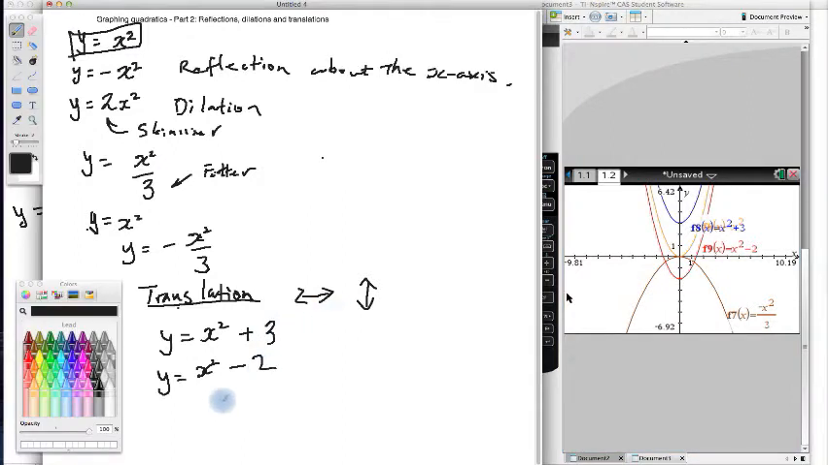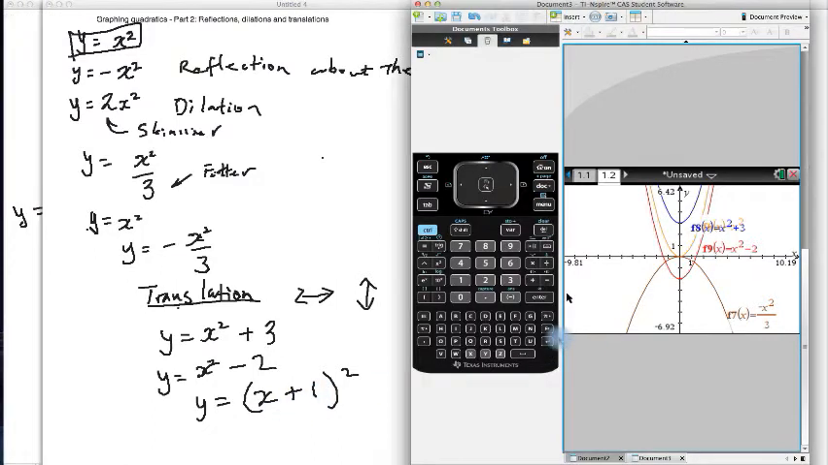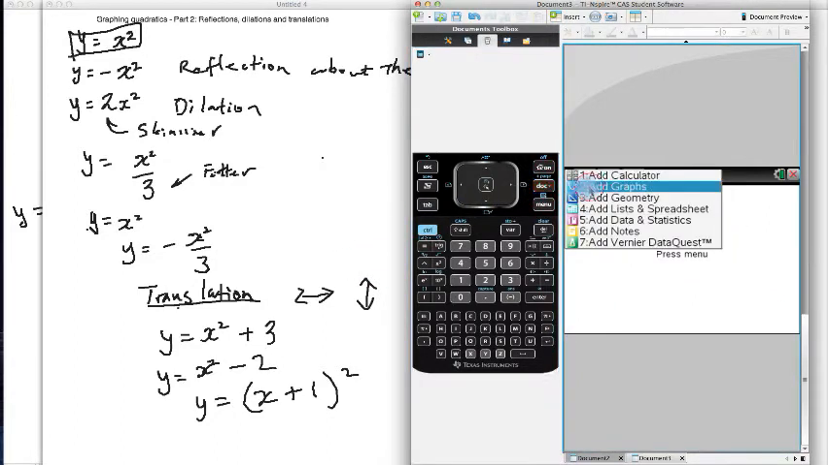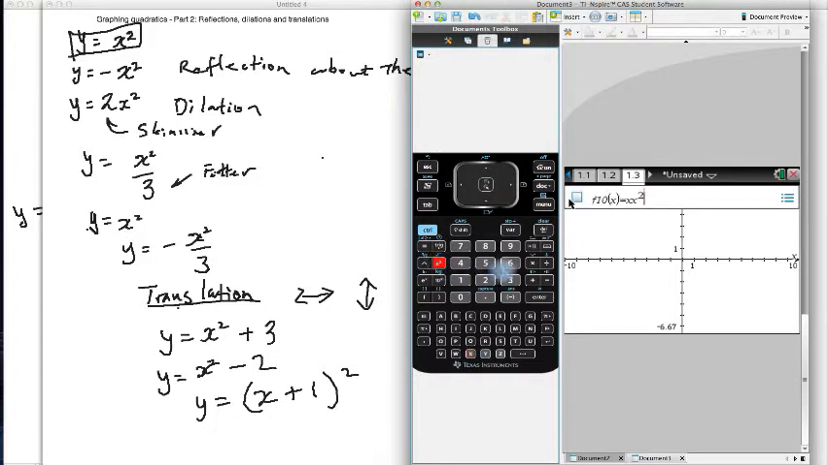Now we're going to try our left and right. Let's see what happens when we have x plus 1 squared. What do you think will happen? Will it go left or will it go right? Well, let's find out for ourselves. So let's start with an x squared. Okay, so there's our x squared. Now we'll pop in x plus 1 squared, and look at that, it actually went to the left.